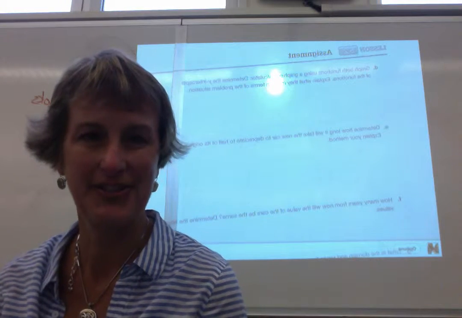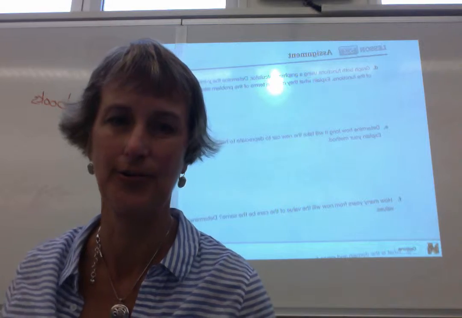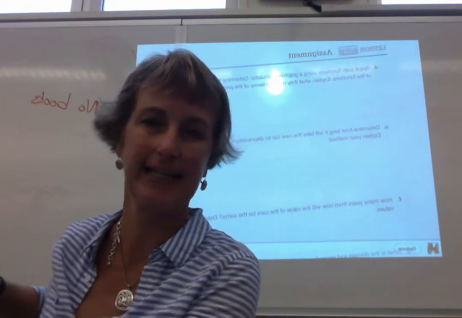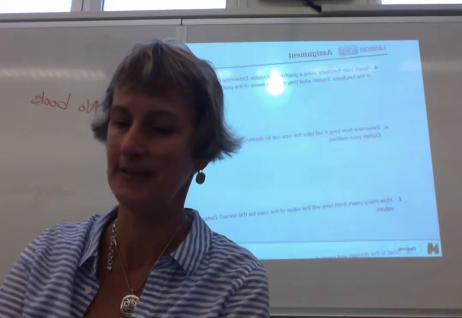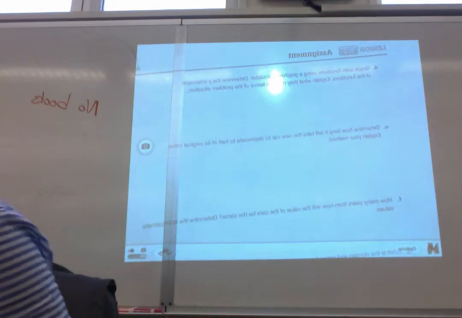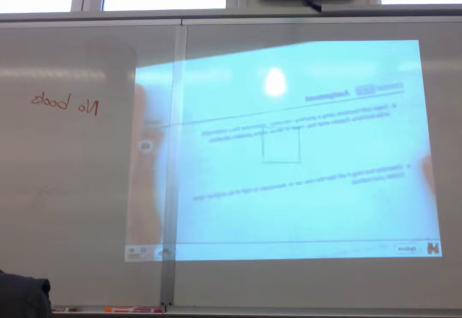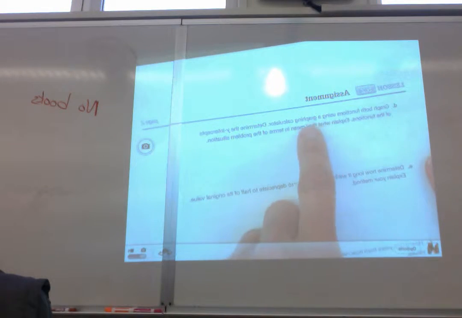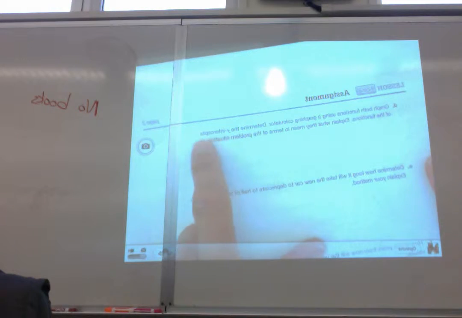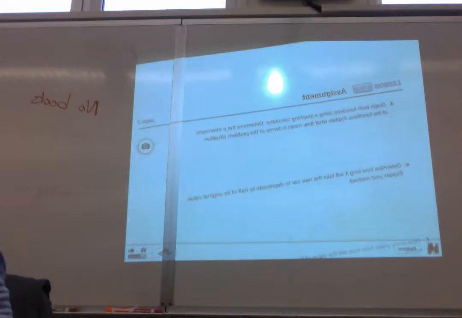Hello. We're starting off here on Monday by looking at questions people had on the homework packet. This is the second page of last week's packet. It says page 64 at the bottom. Okay, so it says graph both functions using a graphing calculator. Determine the y-intercept of the functions. Explain what they mean in terms of the problem.